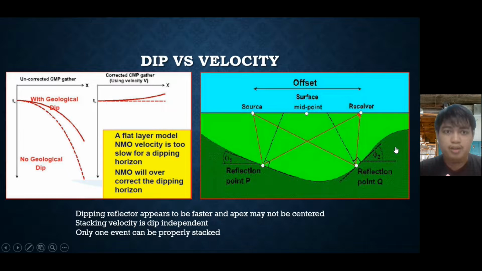The flat layer model NMO velocity is too slow for dipping horizons. That's why the NMO will overcorrect the dipping horizon, as you can see in the second graph. In the second picture, the dipping reflector appears to be faster and the apex may not be centered. The stacking velocity applied during the dip move out correction is usually dip independent, so only one event can be properly stacked.